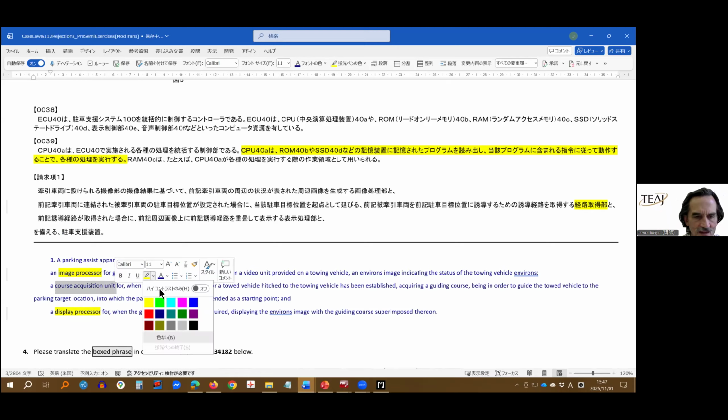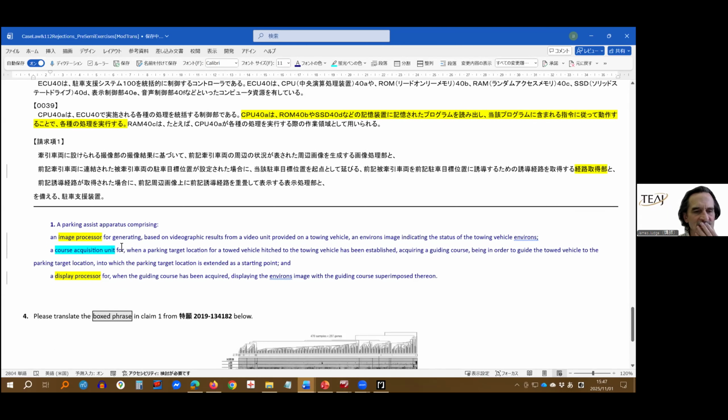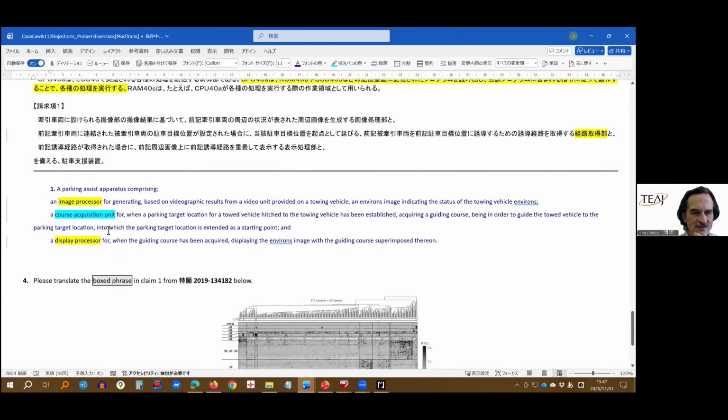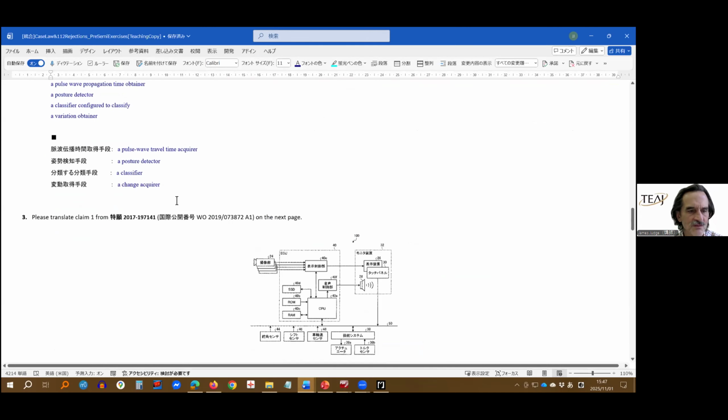That is going to be interpreted as means plus function because there's no specific structure that's clear to a person of skill in the art that can carry out this function. But let's see what everyone did with the homework on this one.